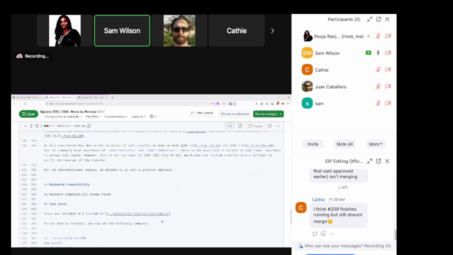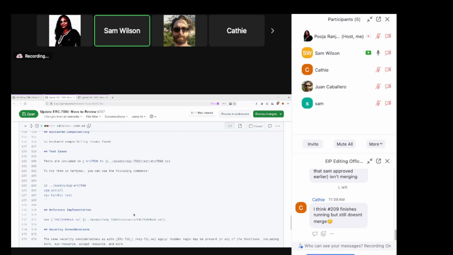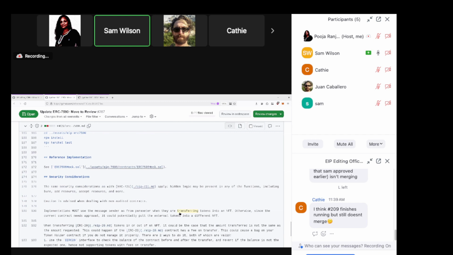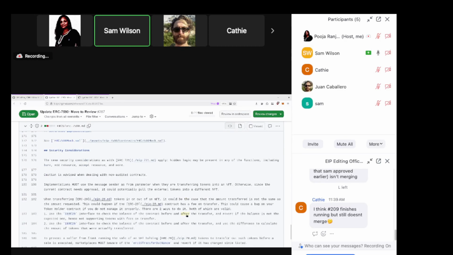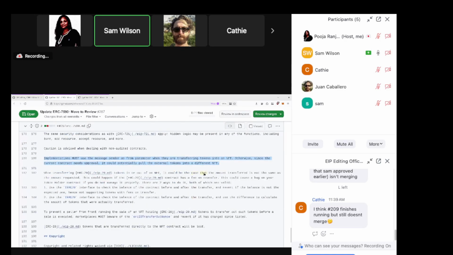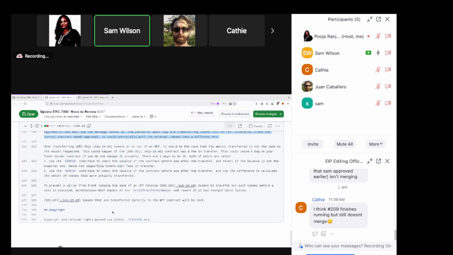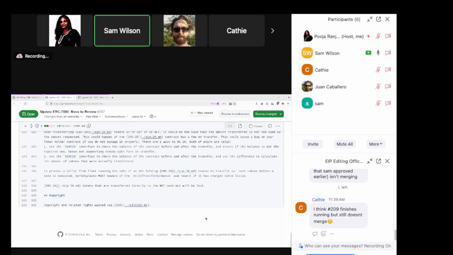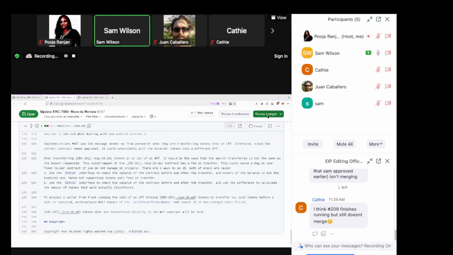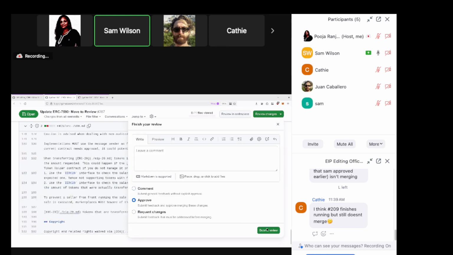Okay, good. Test cases. Good. Reference implementation. Hidden logic. Yep. Caution. Yep. Implementations misuse the message senders from their transfer token. Okay. And these are reasonable security considerations at first glance. And transfer directly to the NFT contract will be lost. Yeah. Okay, that looks fine to me.